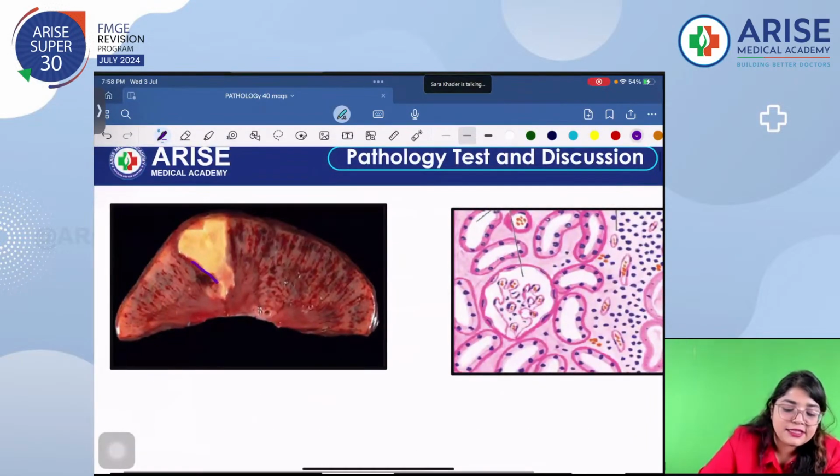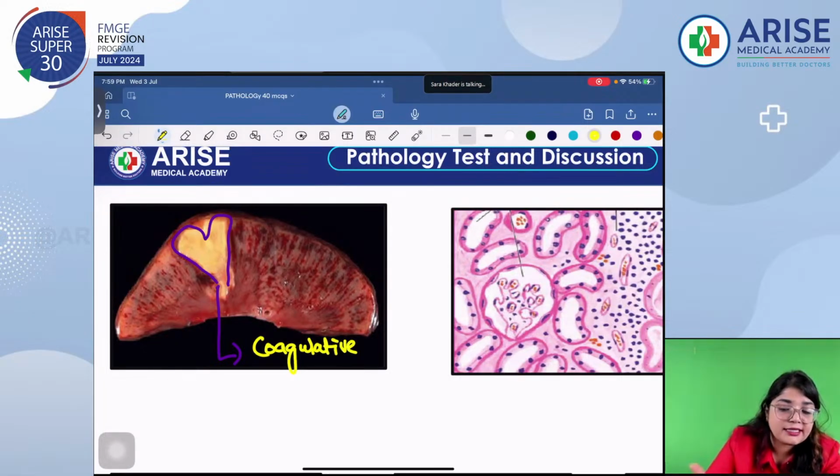Here you see a wedge-shaped infarct, right? This is seen in coagulative necrosis. Okay, wedge-shaped infarct. Remember, your tissue architecture is maintained.